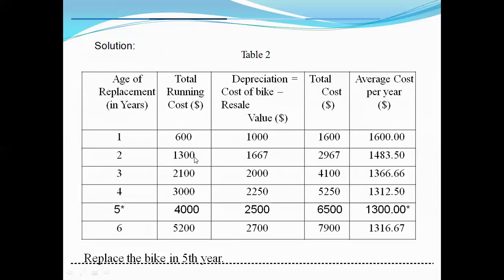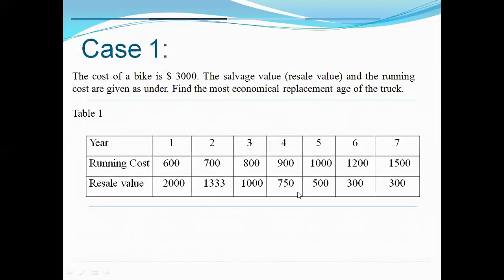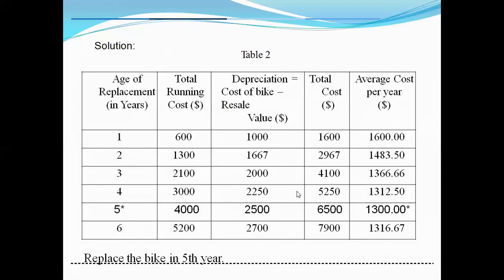and the total running cost we have taken here, and the depreciation cost. Depreciation is equal to the cost of the bike minus the resale value. The resale value is already given in our tabular column in the question itself, and depreciation is equal to the cost of the bike minus the resale value, the difference of the values. And finally, what is the total cost value? The total cost is nothing but the addition of the total running cost plus depreciation, and that leads towards the average cost per year.